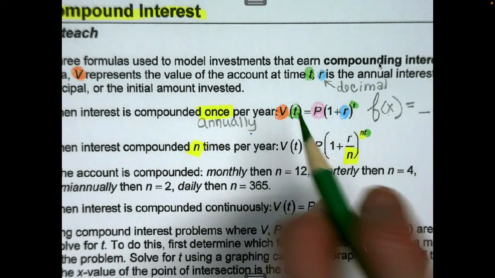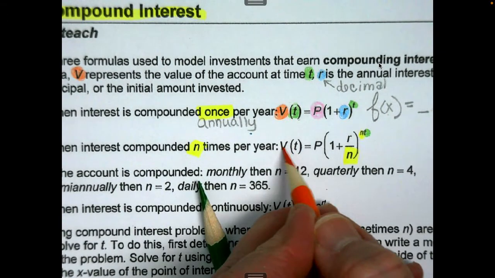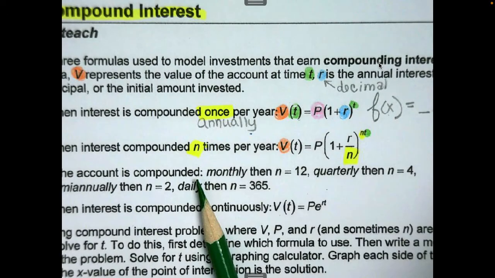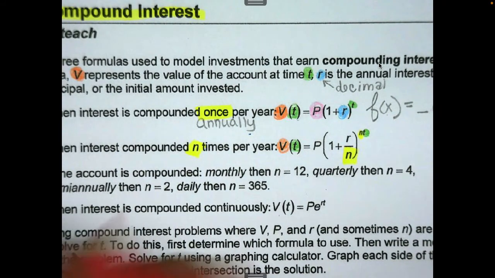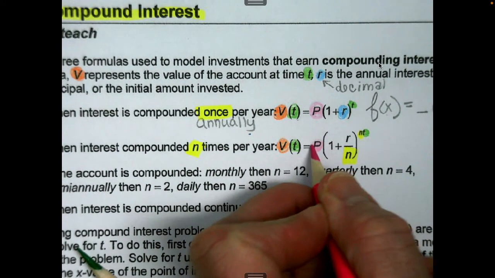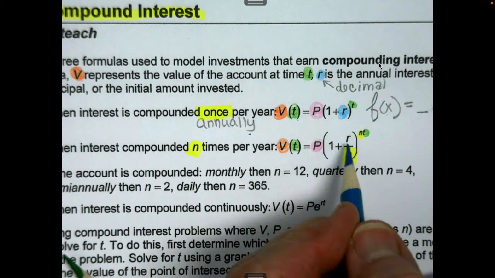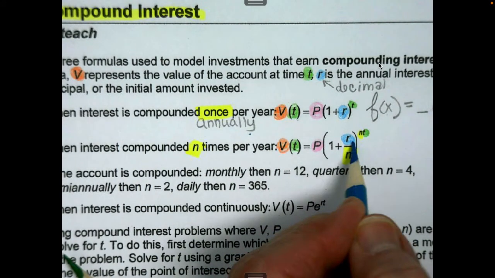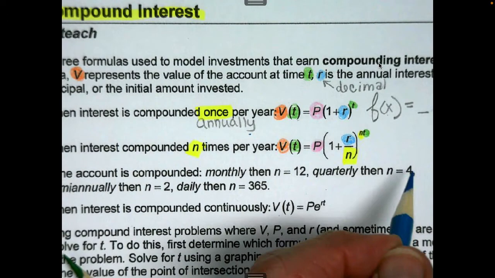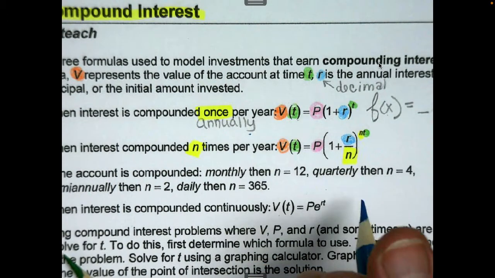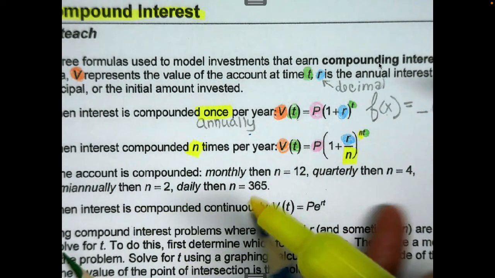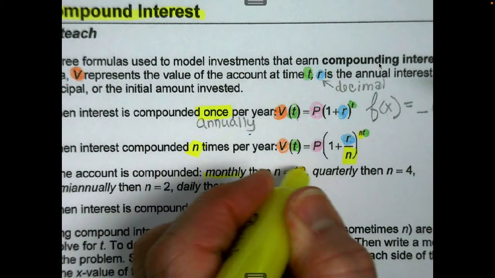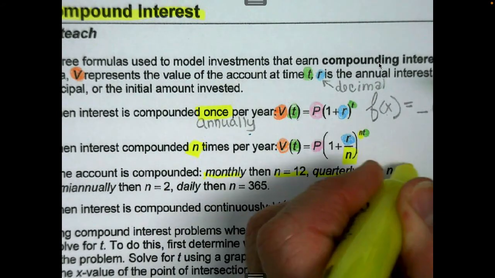So you can go ahead, this V is still your value at any point in time, and your P is still your principal, or what you start with, and your R goes to a decimal. Like if they say 5%, you would put in 0.05. So now if you forgot what monthly means, it's all listed here. You can highlight that. Monthly means 12. Quarterly means 4.